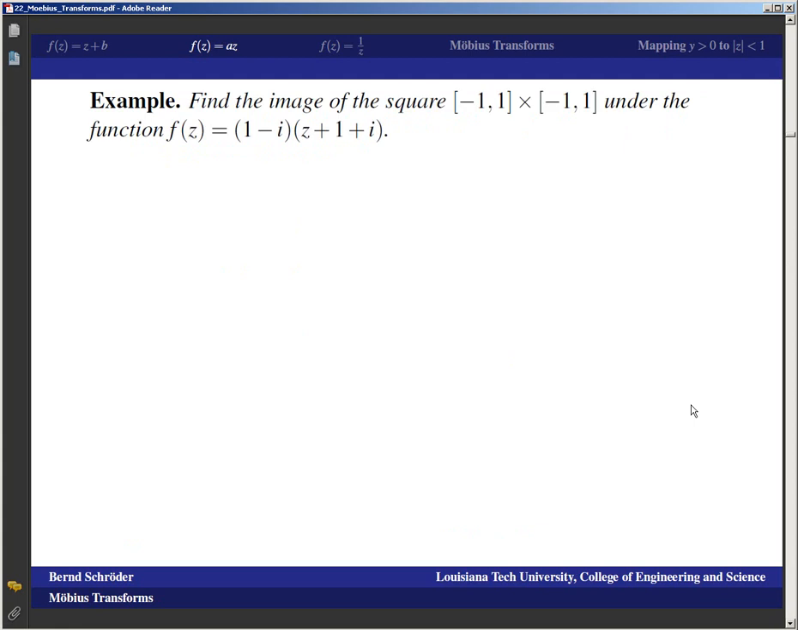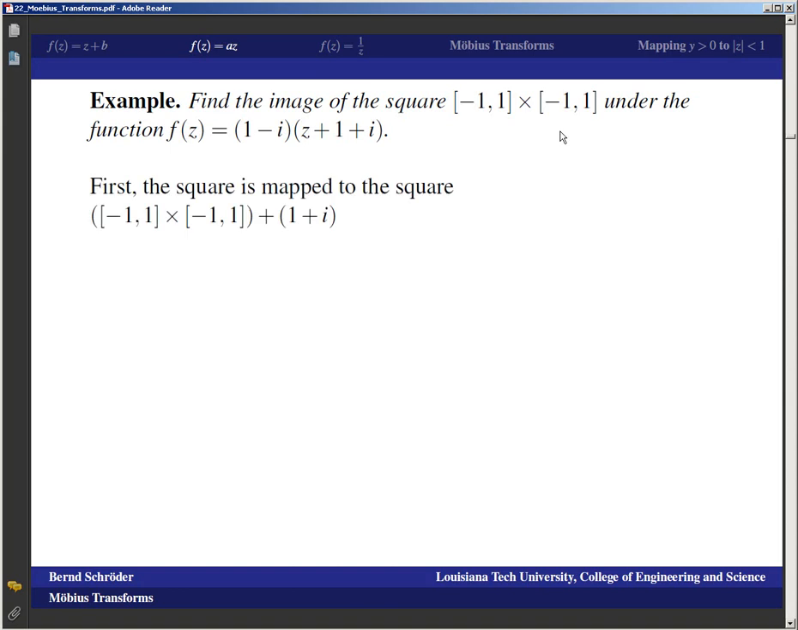As an example, and here's where we want to start practicing these visualizations, let's find the image of the square [-1,1] cross [-1,1] under the function f of z equals (1 minus i) times z plus (1 plus i). So we're mixing the real notation, where we're interpreting the plane as R2, with the complex notation. That is something that can also become fairly common here. Shouldn't bother us too much though.